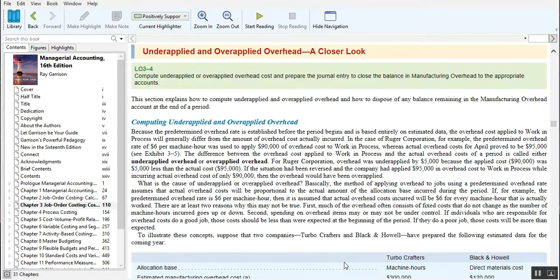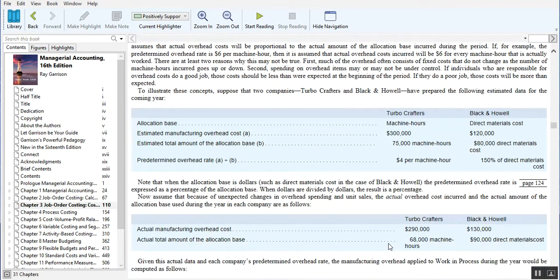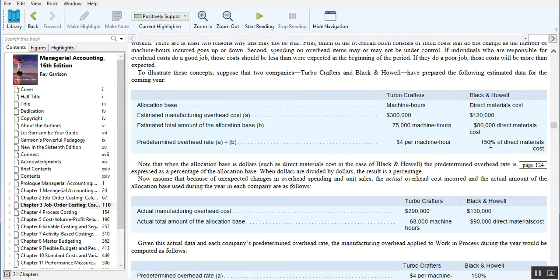Okay, in this section, they're going to look at the underapplied and overapplied overhead of these two companies. They're going to look at TurboCrafters and Black & Howell, and they prepared estimated data for the coming year. So TurboCrafters estimates $300,000 in cost, $75,000 in machine hours. Black & Howell has $120,000 in overhead costs, $80,000 in direct materials cost, which is going to be the predetermined rate of $4 a machine hour for TurboCrafters, and 150% of direct materials cost for Black & Howell.